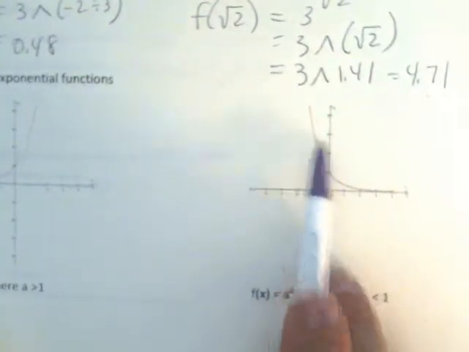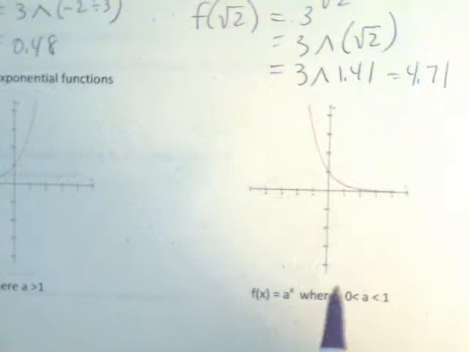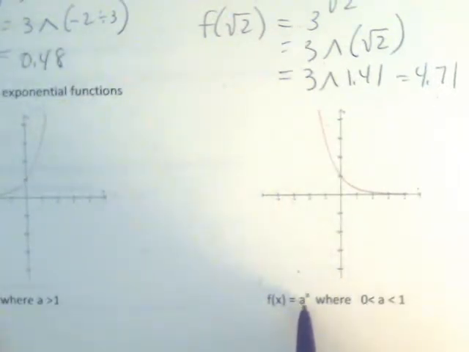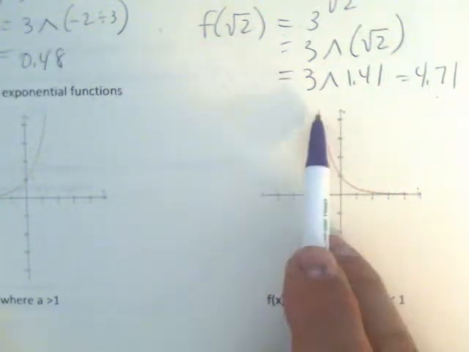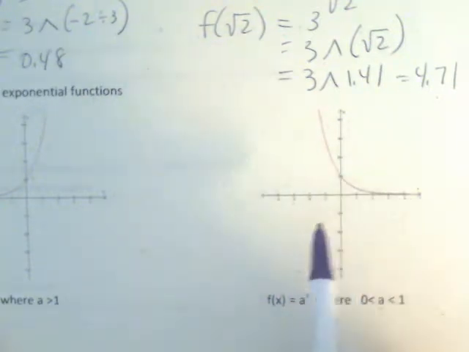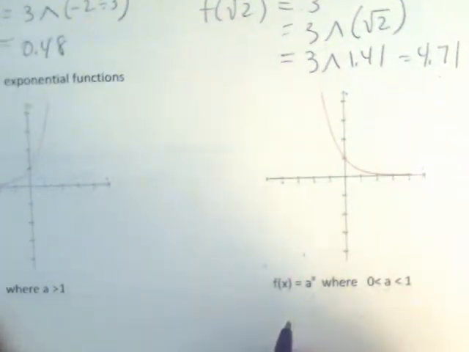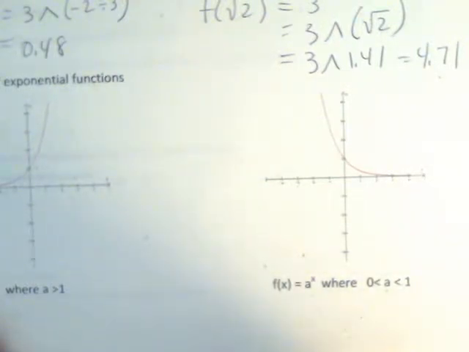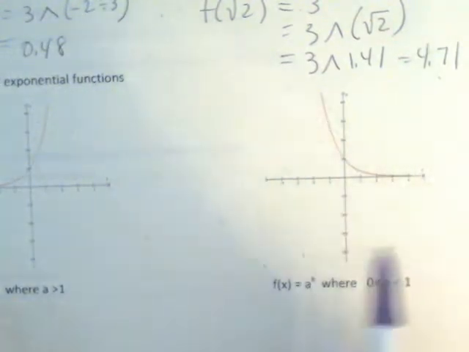Now, this graph here illustrates kind of the opposite of that. When your base is a fraction, like 1/2, 2/3, 1/3, positive, bigger than 0 but less than 1, what's going to happen is as x gets bigger, y gets smaller. Again, if you took 1/2 to the 1st power, you get 1/2. If I take 1/2 to the 2nd power, I get 1/4. So that's smaller than 1/2. That's what this illustrates here.